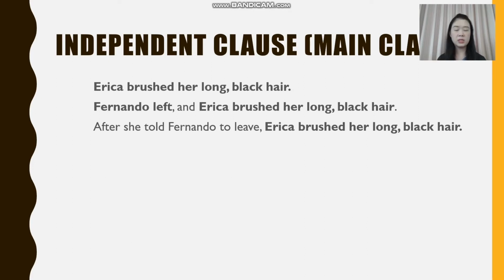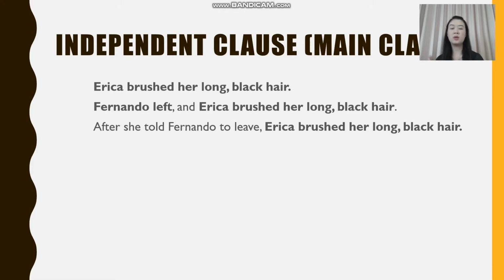Fernando left and Erica brushed her long black hair. So in this sentence, we have two clauses. The first clause, Fernando left. We have Fernando as the subject and left as the verb. And the other clause on the right, Erica as the subject, brushed as the verb. So we are joining these two clauses together by using the coordinating conjunction and. So that is possible. But what about the last one?